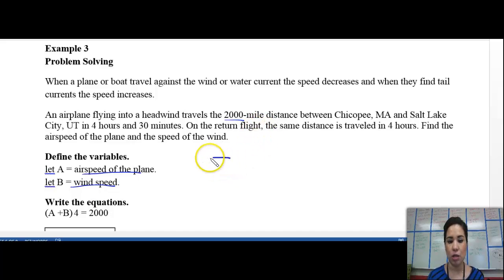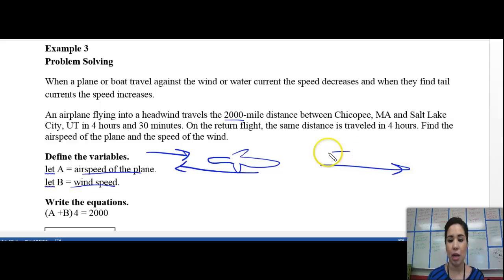So I'm going to just kind of draw this for you, see if you can understand what's going on. Here's my airplane. Okay, sorry, I know it doesn't look like an airplane. When it's traveling against the wind, we're not going to be adding here. When it's going back, the wind is helping it go faster, so we're actually adding the two speeds together to get the total speed. So if I add A plus B, I get the total speed. I multiply by 4, which is the number of hours it took to get back, and that gives me the total distance, which is 2,000.